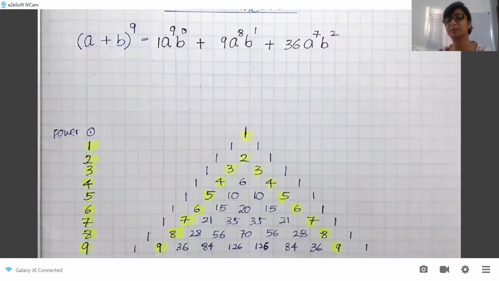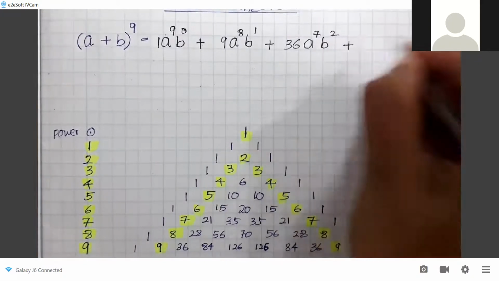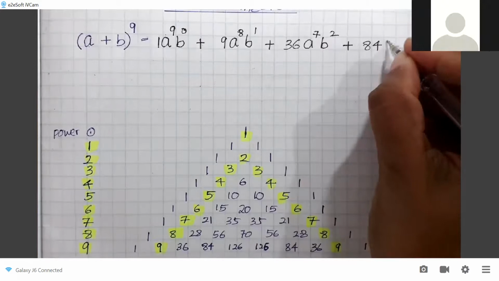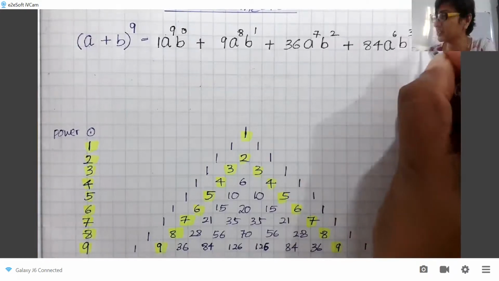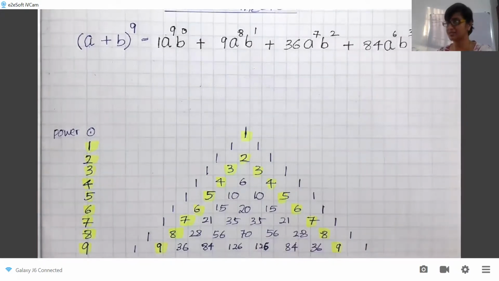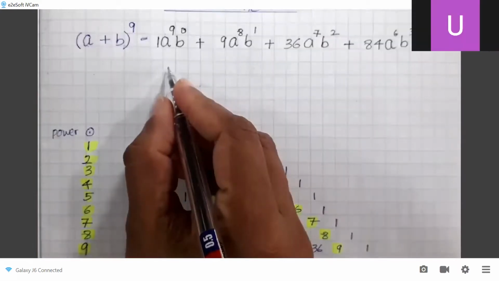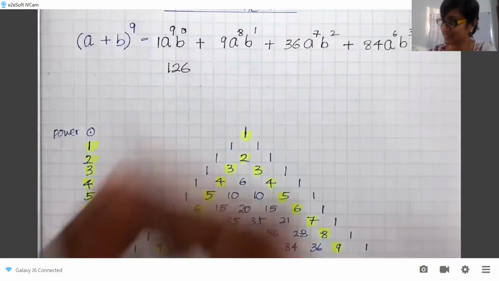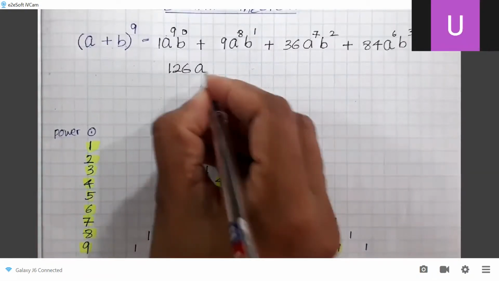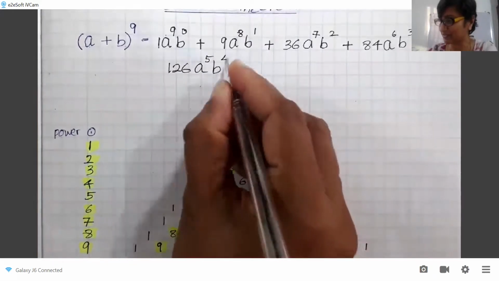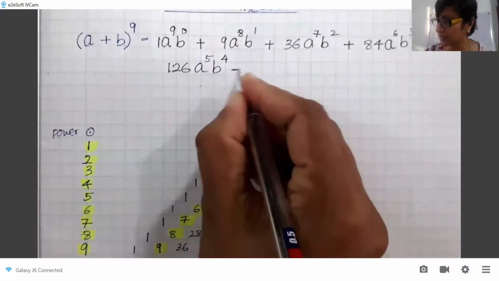I can keep going and complete all 10 terms. I'm just doing this until I'm sure that you have seen this pattern clearly. Akitmi and Umasha, is this clear to you? Can you try writing 2 more terms? Plus 84. Plus 84. A to the power 6, B to the power 3. Very good, Akitmi. Plus, Umasha, can you try the next term? I will write it. 126. A to the power 5. Good. B to the power of 4. Very good. Okay. So you got it, right? And you can go on. You can complete it if you want.